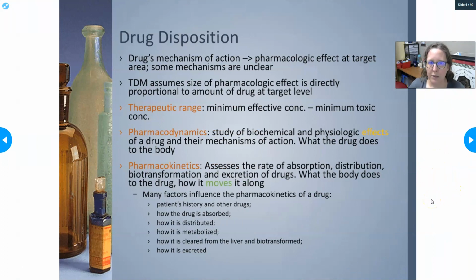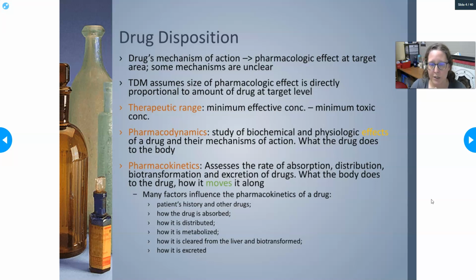So let's talk a little bit about drug disposition. The drug's mechanism of action is directly related to its pharmacologic effect at the target area. Some drug mechanisms are still unclear. For example, did you know we don't exactly know how acetaminophen works, how Tylenol works? Don't know. It's on the market, it works, we know what it works for, but the biochemical mechanisms are still unknown. There are some theories out there, but all right.